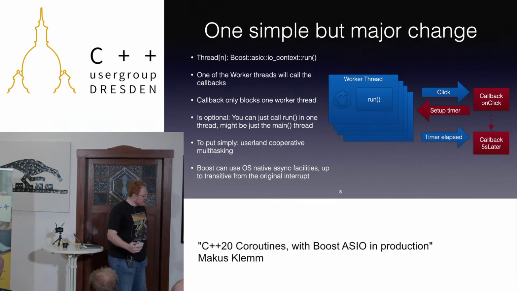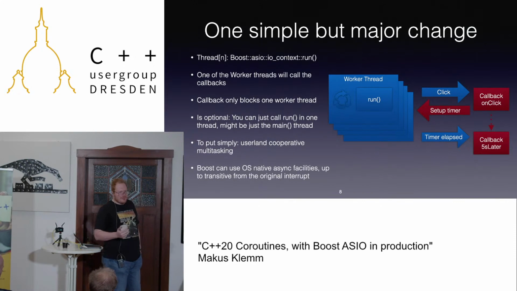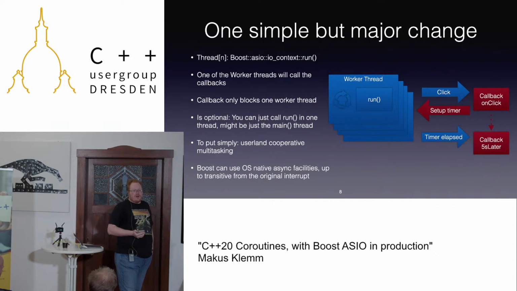scheduling, userland cooperative multitasking. Because you don't have an interrupt setup which can execute and do a preemptive strike on a callback, it's still cooperative multitasking and not preemptive multitasking. That's pretty much the only difference in operating system theory. And the nice thing is Boost can also use the operating system native facilities, so that in the best case, it might even go transitively directly from the network card interrupt over the kernel directly into the userland code.